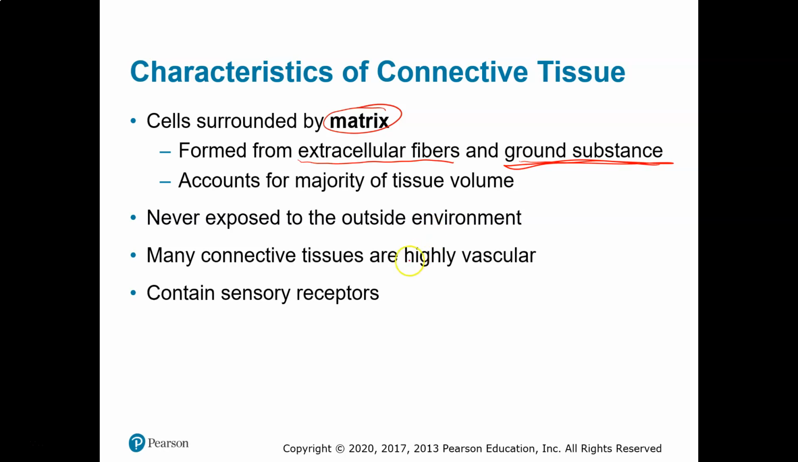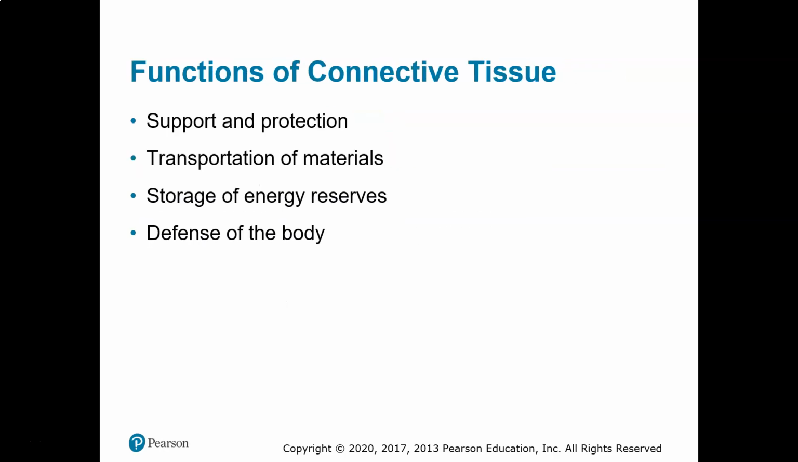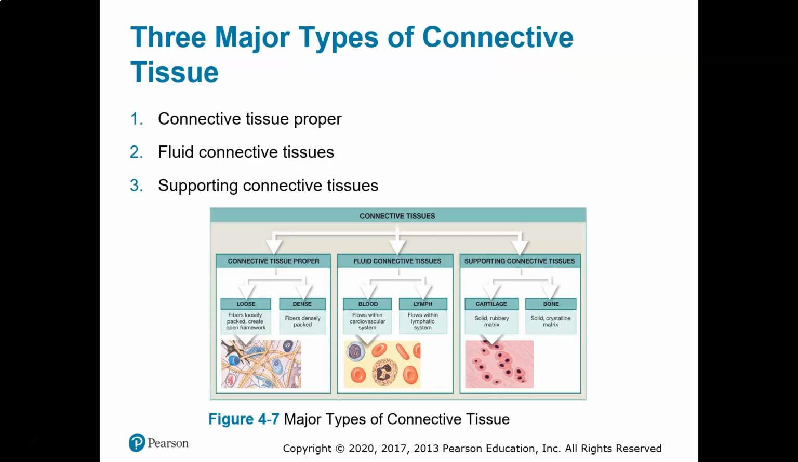Many connective tissues are highly vascular, but not all. One type of connective tissue is cartilage, and cartilage does not have very much of a blood supply. Connective tissues contain sensory receptors. These are the functions: support and protection, transportation of materials, storage of energy reserves, and defense of the body.